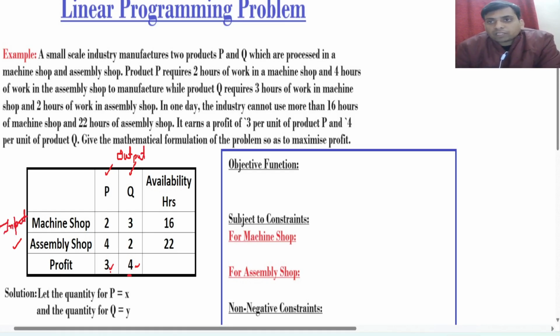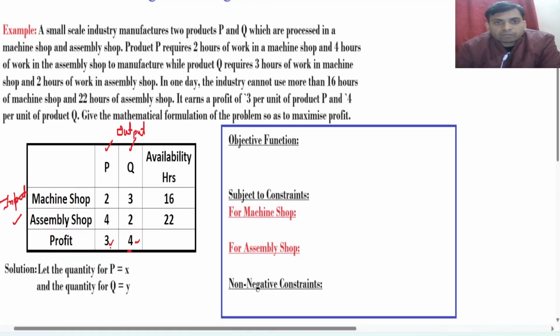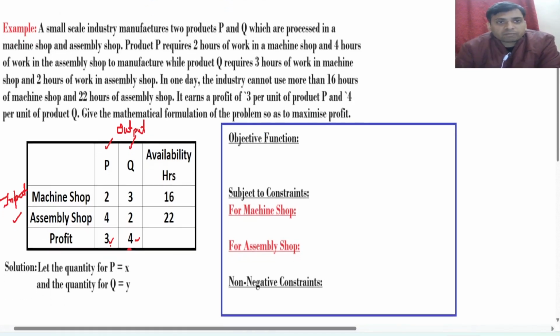So we need to construct the formulation of linear programming. And in linear programming there are three parts. First is objective function, second is subject to constraint, and third is non-negative constraint. So first we will consider the quantity. Let the quantity for P be X. We are producing X quantity for P and Y quantity for Q. This is the first thing.